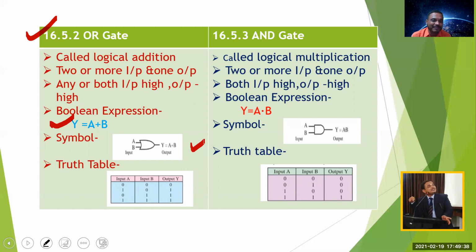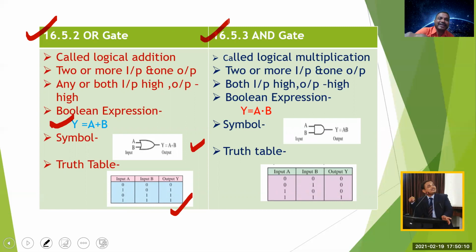So see the truth table. If input a is 0, b is 0, 0 plus 0, y is equal to 0. 1, 0: 1 plus 0 is 1. 0 plus 1 is 1. 1 plus 1, that is high plus high, is equal to high, that is 1. So if any one or both inputs are high, the output is high. That gate is called an OR gate, and it shows the logical addition structure of a digital circuit.